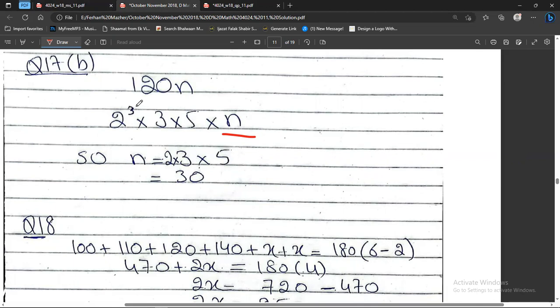So that will make 2 raised to power 4. This will make 3 raised to power 2. This will make 5 raised to power 2. So the value of n is basically 2 times 3 times 5, which is 30. The value of n is 30. n is such a number that will make all the factors have even power. Even power means a number raised to power 2, or power 4, or power 6.